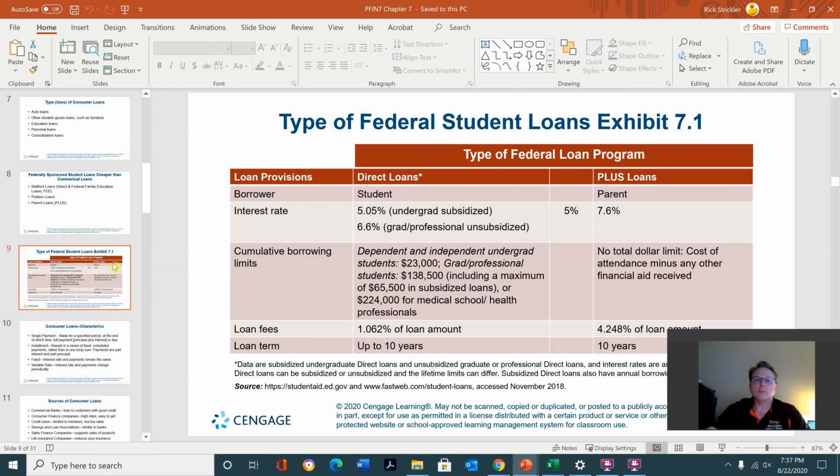Types of federal student loans: students, see right there, 5%, 6.6%. It's extremely expensive. The parent loan is 7.6%, and these cannot be written off in bankruptcy. They are excluded from bankruptcy, whereas with other loans, if this pandemic happened and you lost your job and didn't get it back and you couldn't pay the loans, you could declare bankruptcy. It wouldn't even touch student loans.